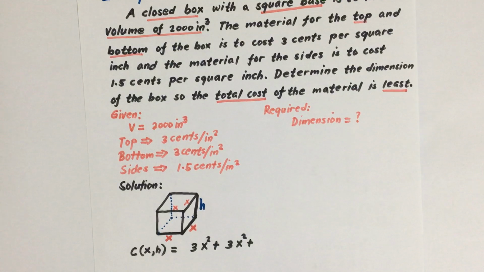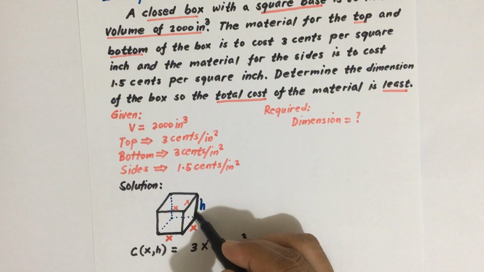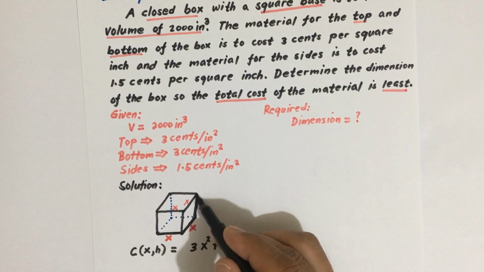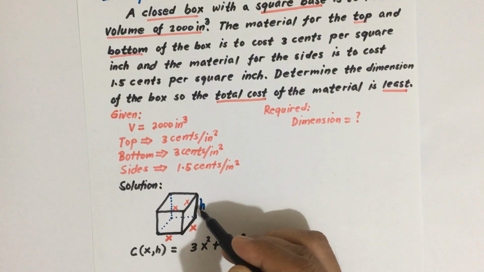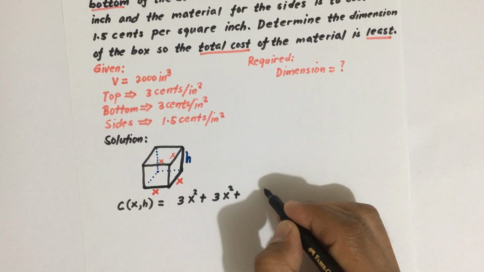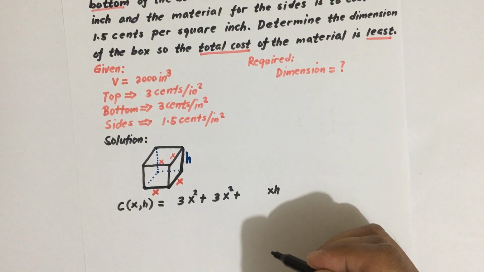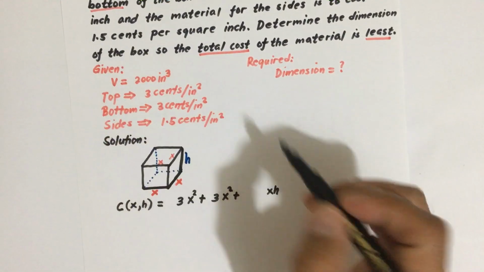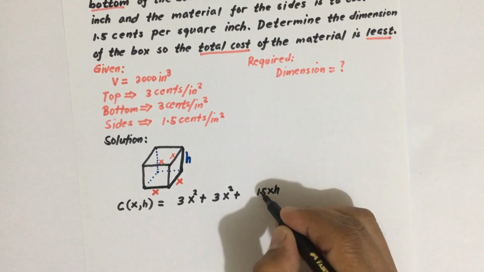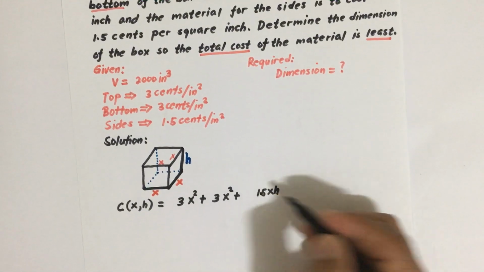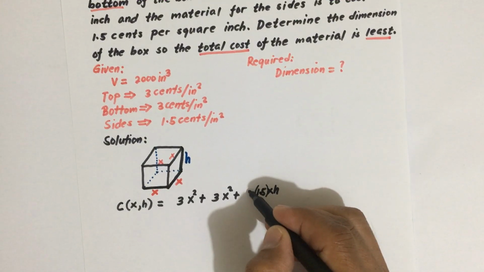sides. So the side, what are the dimensions of the side? We have this x and h. When you multiply x and h, we get the area of the side. So the area of the side is just the product of x and h. The cost of the side is 1.5 cents per square inch, so we have to multiply this by 1.5. Then since there are 4 sides, we have to multiply this by 4.